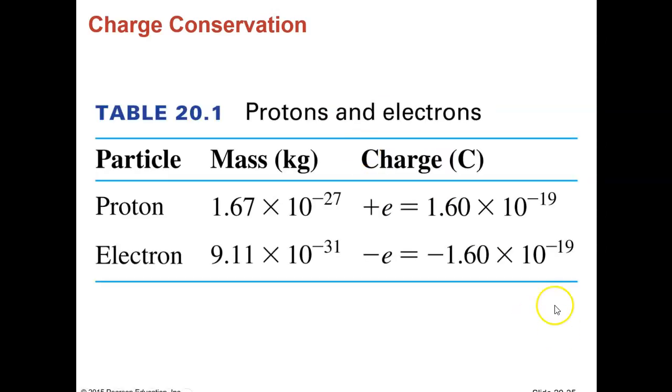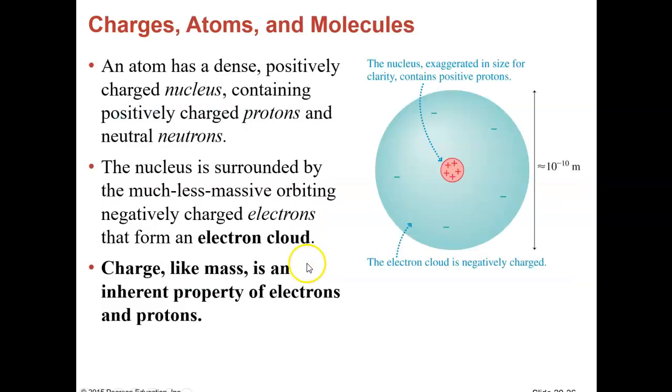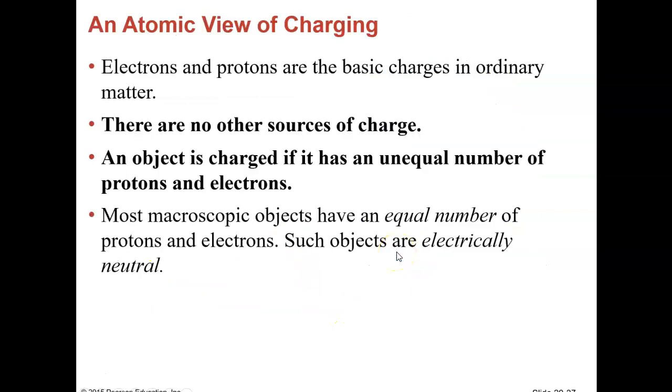So just to show you again, protons and electrons have the same numeric value for charge, but the electrons are negative and the protons are positively charged. Masses are quite different, as you know from chemistry. Protons are quite a bit heavier than electrons. An atom has a dense nucleus where the protons and neutrons are. Then you have the electron cloud around it. So charge, like mass, is an inherent property of electrons and protons, as we showed you earlier on that slide.